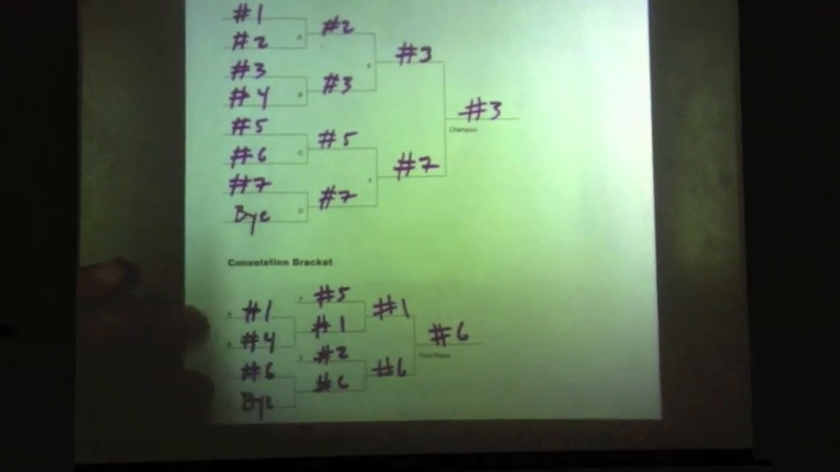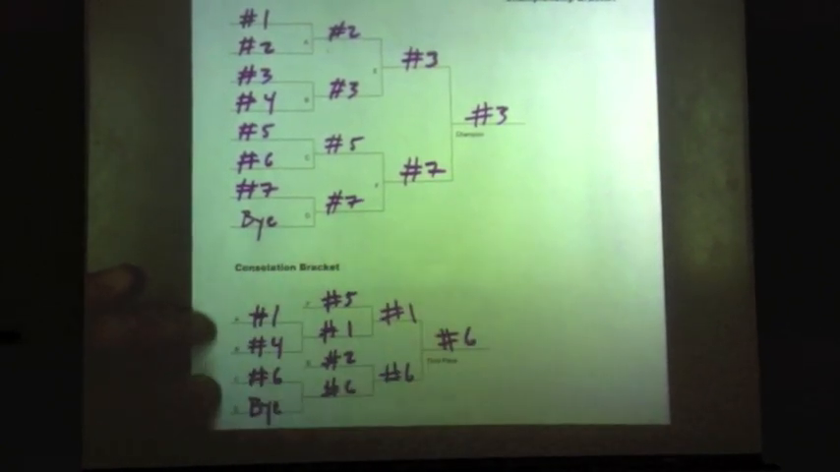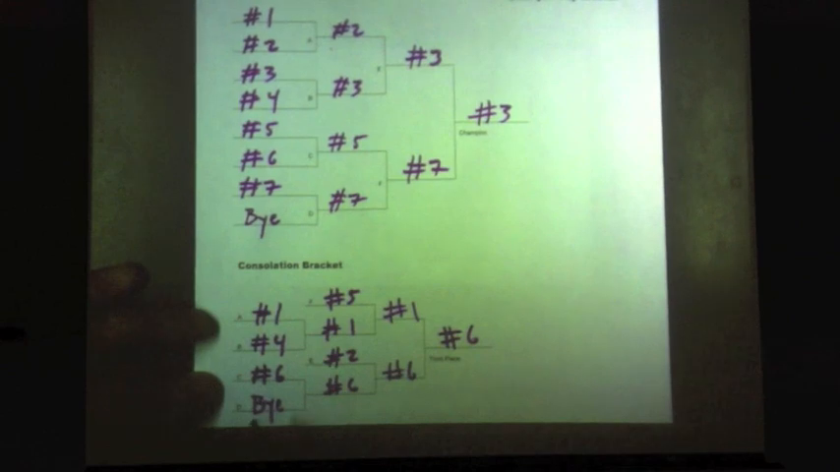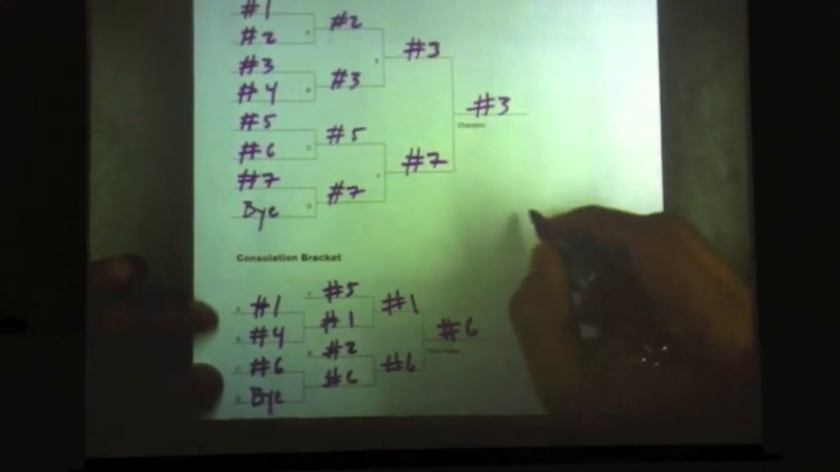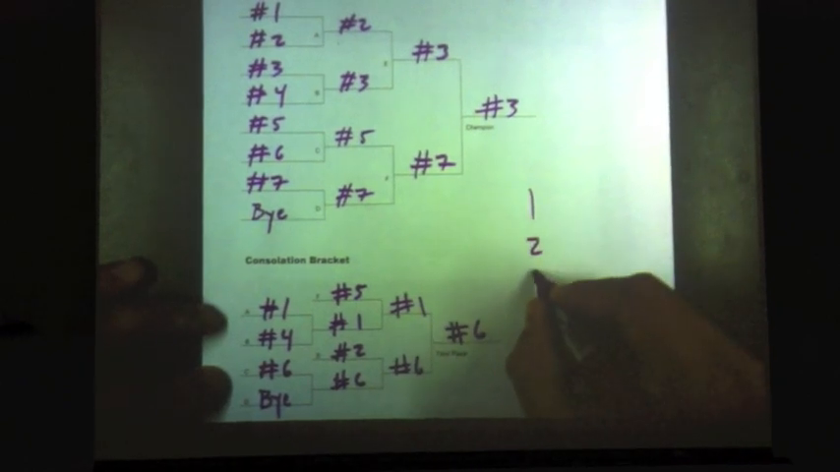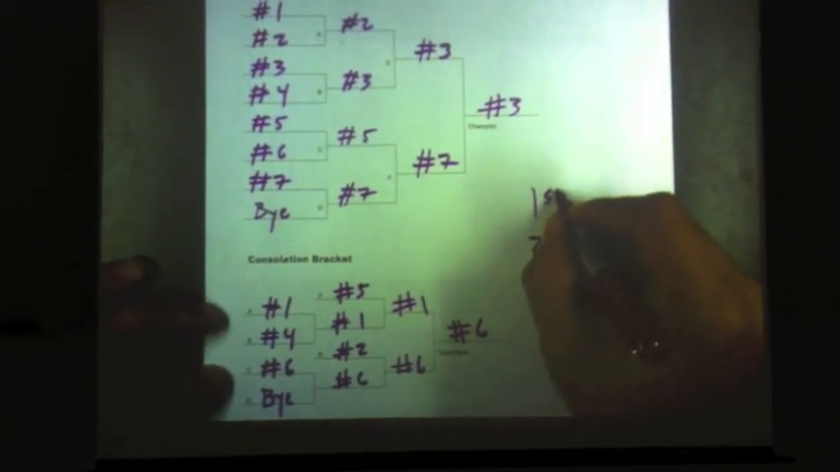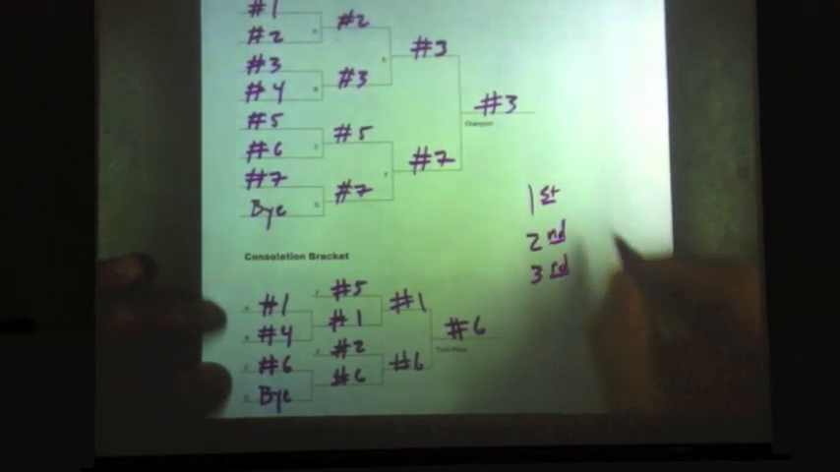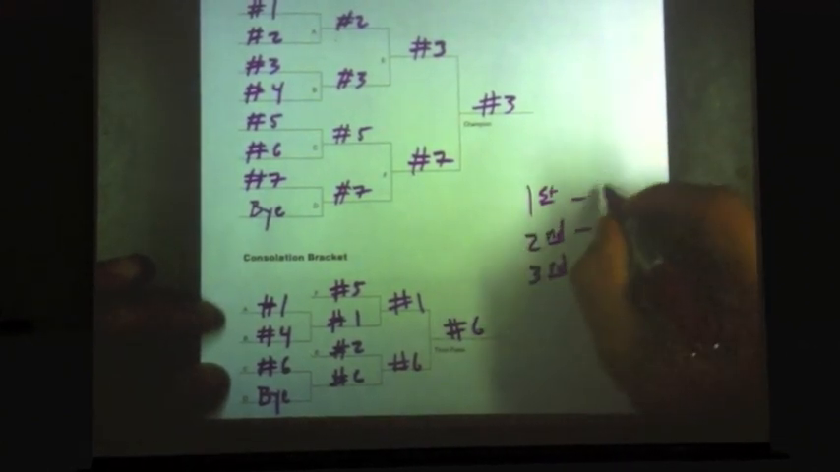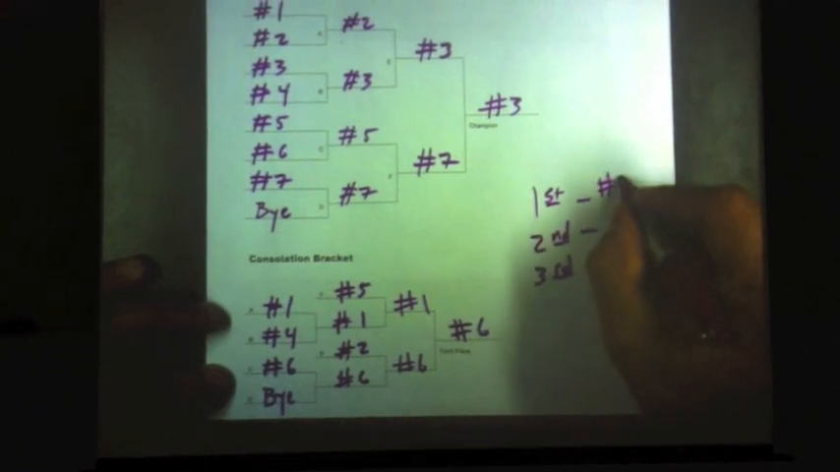Okay, number 7 didn't have anyone to fight, so he was moved on. Number 6, after losing his first fight, got a bye to the second round of the consolation brackets. So we'll go ahead and show the winners. 1, 2, 3, first, second, third. All right, number 3 is the champion of the entire bracket.